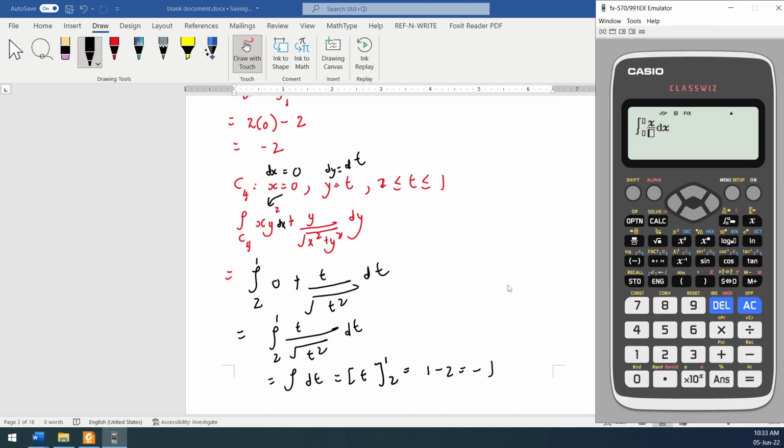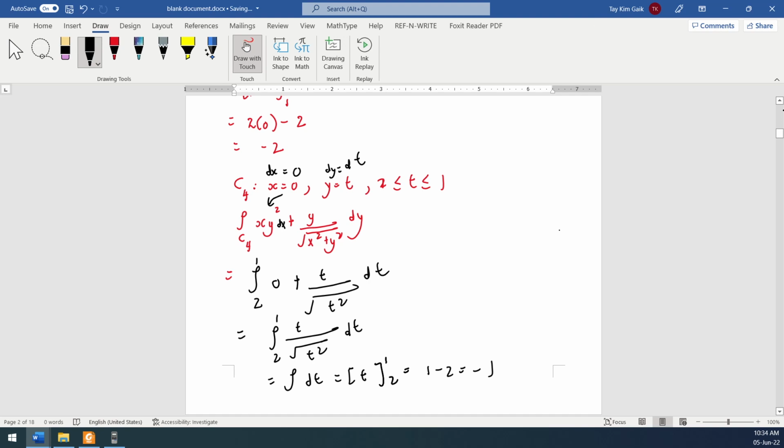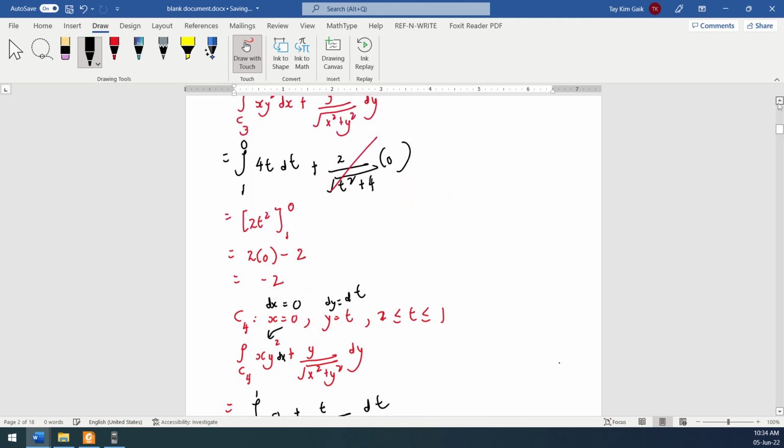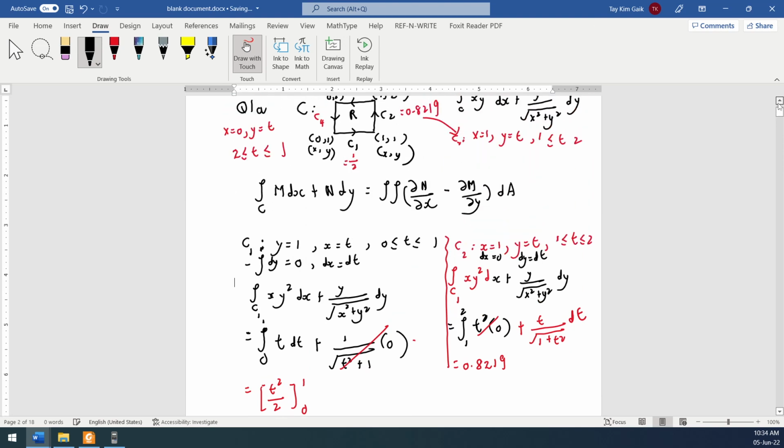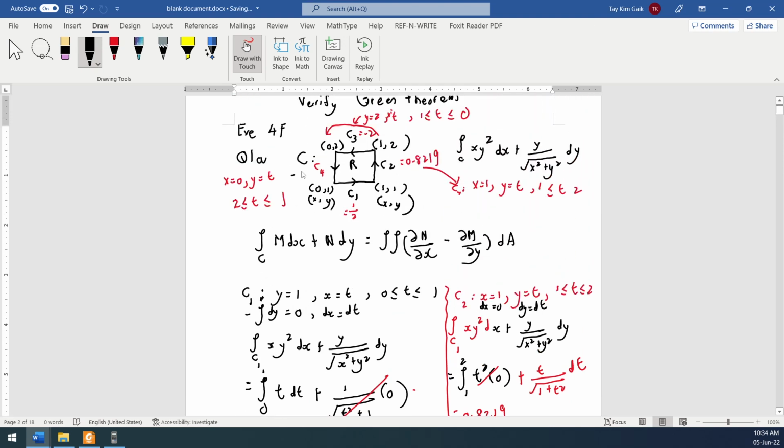Okay, you can check. This is square root of x squared, from 2 to 1. Oh, sorry, square root of alpha x squared. So the answer is -1. So for C4, we get the answer is -1.